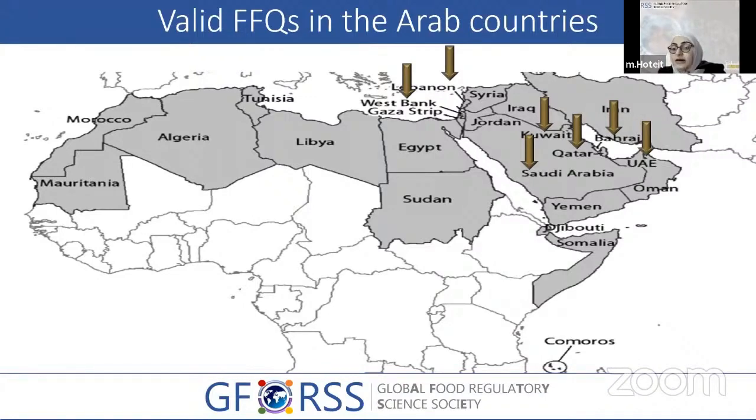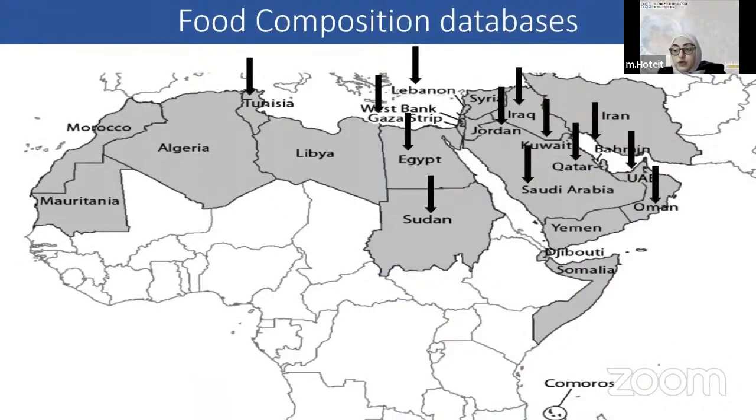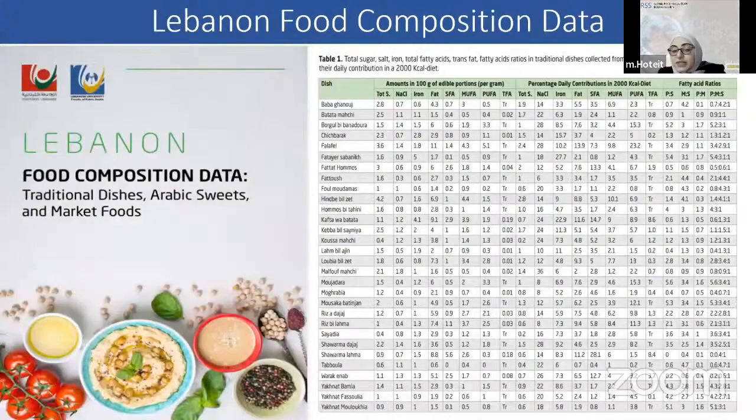And we have food composition tables also adapted to each of the countries in the map: Tunisia, Sudan, Egypt, Palestine, Lebanon, Jordan, etc. So this is an example of the Lebanese one, the most updated Lebanese food composition data that will be used and was used also by our research group in Lebanon.